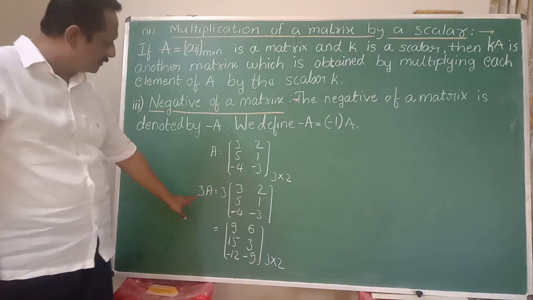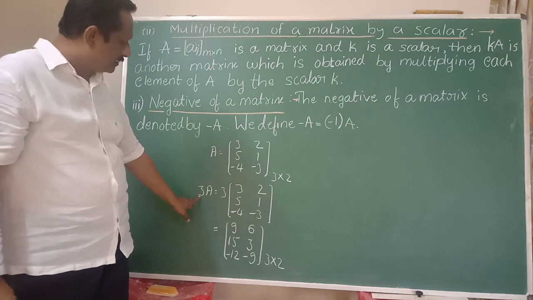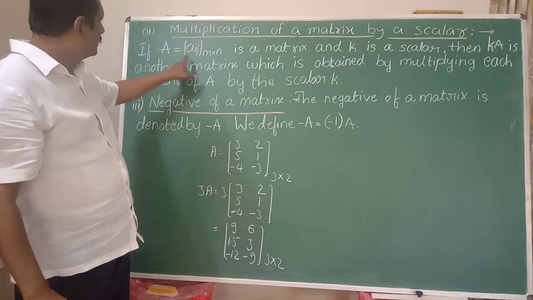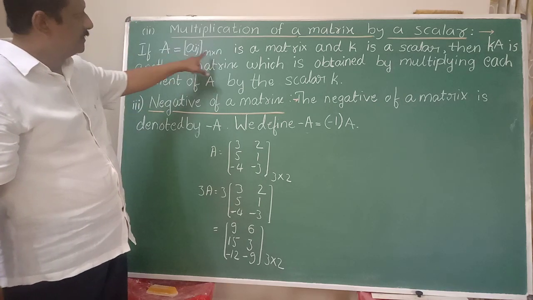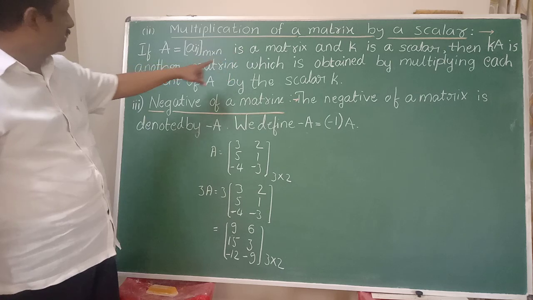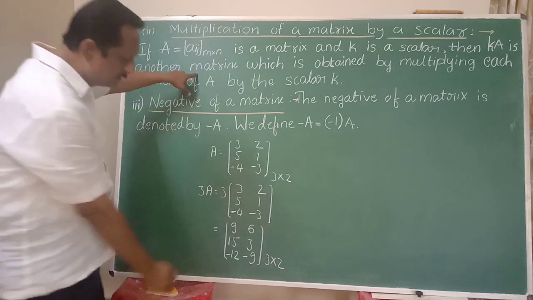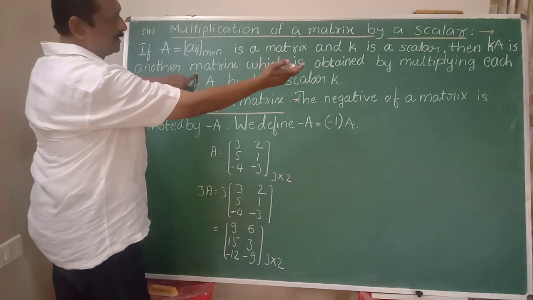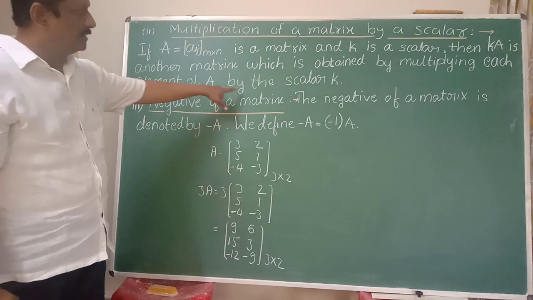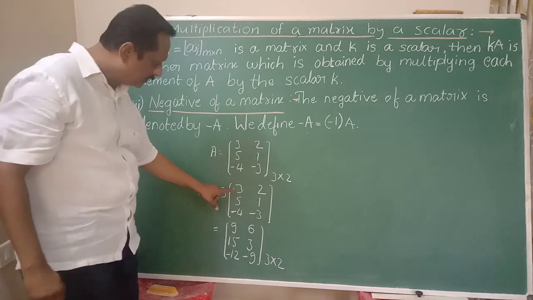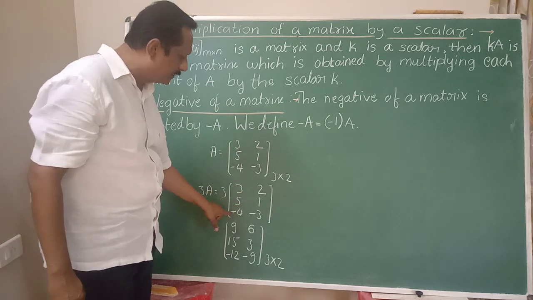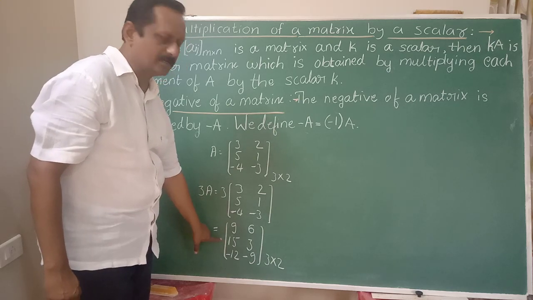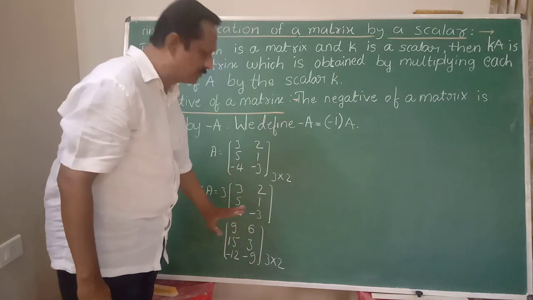It is a scalar multiplication of a scalar with a matrix A. Therefore, A is a matrix and k is a scalar quantity. Then k into A is another matrix, which is obtained by multiplying each element of A by the scalar quantity k. So here we are multiplying each element by the scalar quantity 3. Therefore, we get one more matrix, with the same order 3 into 2.